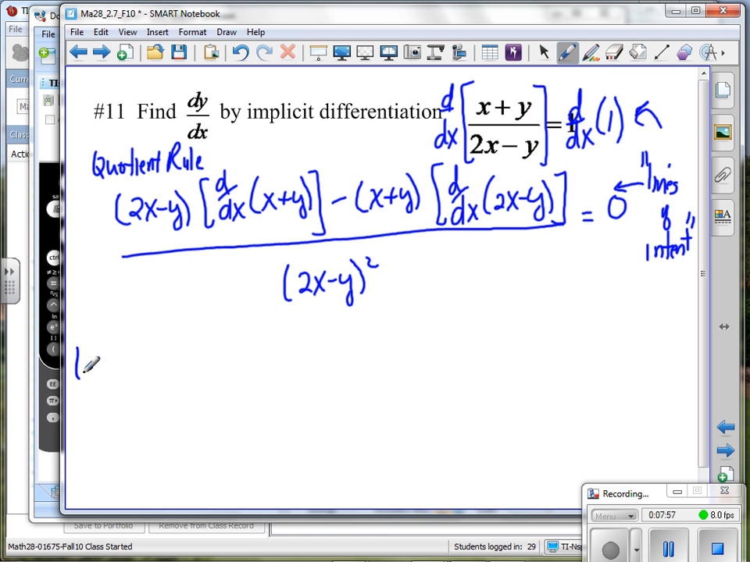Okay, so let's see, I've got 2x minus y, the derivative of x plus y. Let's break it apart. What's the derivative of x with respect to itself? 1, okay. Plus, what's the derivative, I'm going to write it out, the derivative of y with respect to x? And that's just simply, go ahead, Addison.